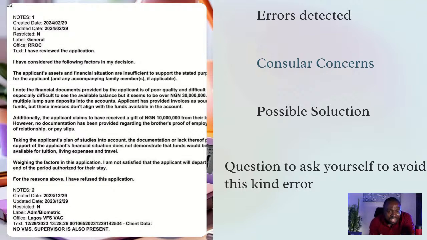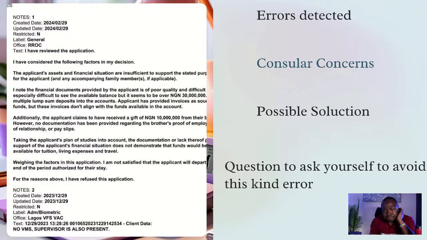I note the financial document provided by the applicant is of poor quality and difficult to see. The available balance seems to be over 30 million naira. Multiple lump sum deposits into the account. Applicant has provided invoices as source of funds, but this invoice does not align with the funds available in the account. Additionally, the applicant claimed to have received a gift of 10 million in their bank. However, no documentation has been provided of the brother's proof of employment or relationship or payslip.